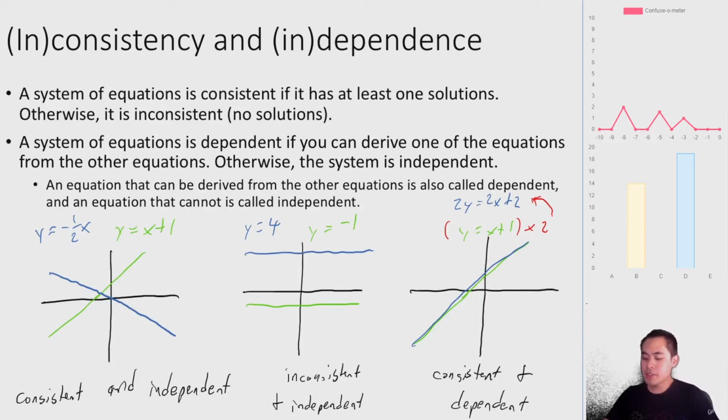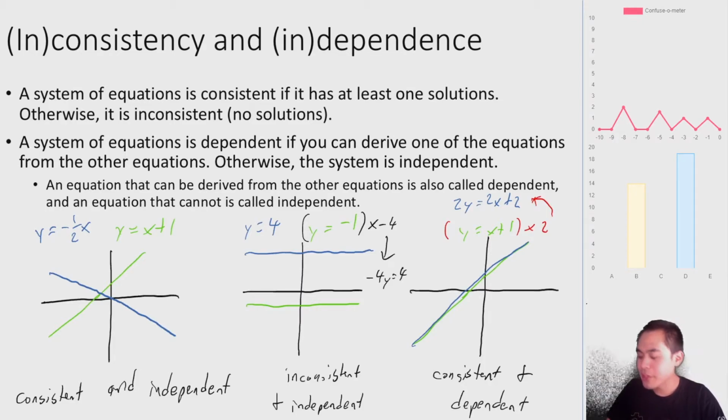Because I haven't exactly defined derive, but the basic idea is, can you add together or multiply equations with each other to get the other equation? So here, if you multiply this entire thing times minus 4, what you end up getting is minus 4y is equal to 4. You don't get y is equal to 4. And so this is not actually dependent.